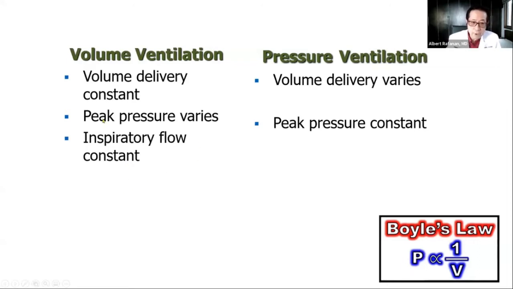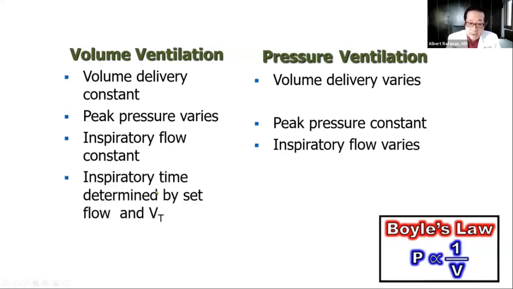Again, the inspiratory flow is constant because you actually set the flow rate in volume ventilation. For pressure ventilation, it actually has one of the highest flow rates. Inspiratory flow varies depending on the need of the patient. And that is why in some patients, when you put them on pressure controlled ventilation, they're more comfortable, because it gives higher flow than what you're setting.